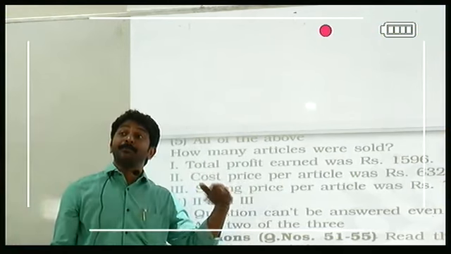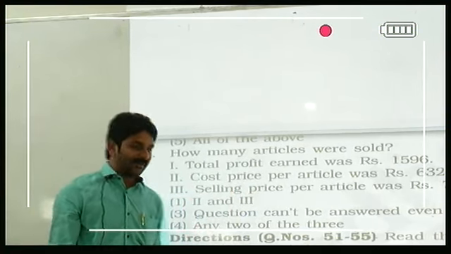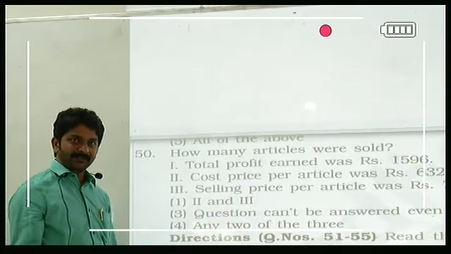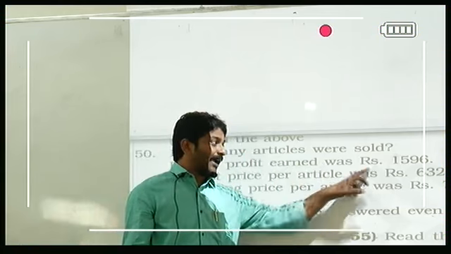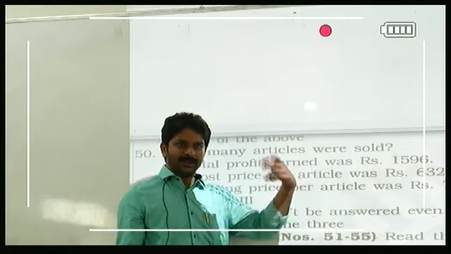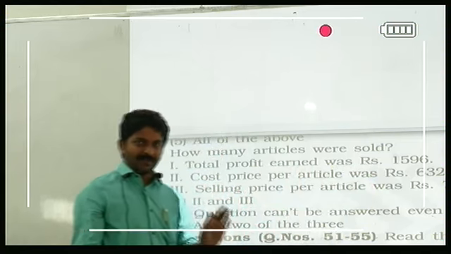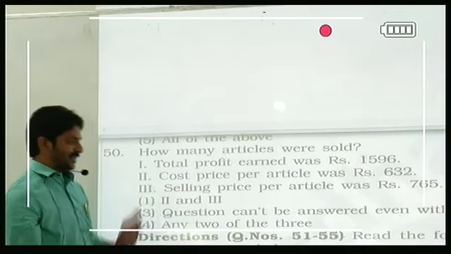Per article profit. So you know the profit per article. And in the first option you have the total profit. So if you know the per article profit and the total profit, can't we calculate how many articles were sold? Yes or no? Will you get the answer or not? Yes, that is enough. Using 1, 2, 3, all the information together, we can get the answer. You need not calculate the answer, you just need to confirm whether you can do it or not.